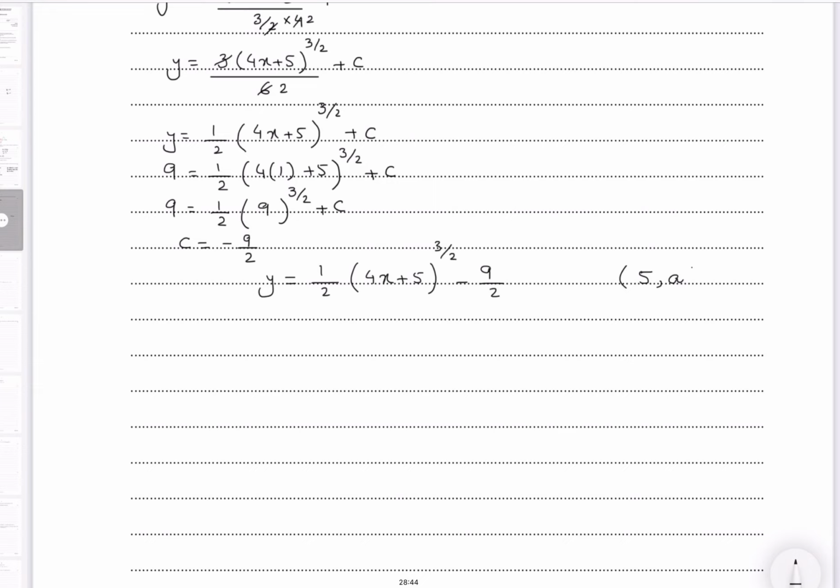Now we have to put the values of 5 and a in this equation. In y we will write a and in x we will write 5. And now simplify this. So the value of a is 58.